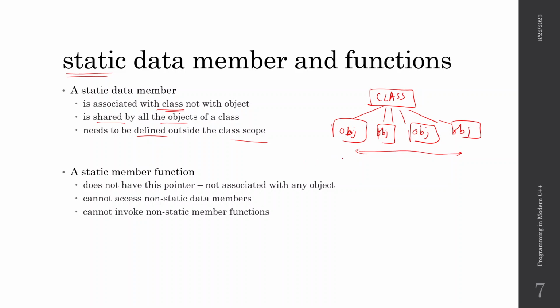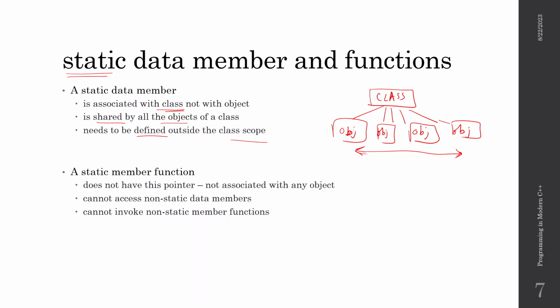Another thing is that it has to be defined outside the class scope. Which means that let us say we write the class definition, but we cannot initialize the static data member inside the class. We have to do it outside the class scope.